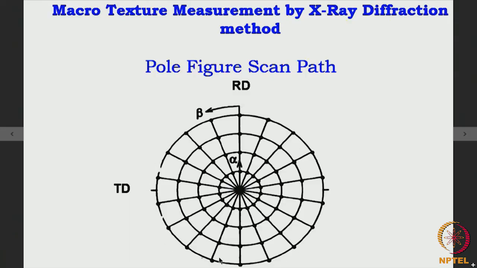We have got a diagram like this. So, this is the center and these circles are, say, 5 degrees away. So, this is a 5 degree circle, this is 10 degrees away, this is 15 degrees away, this is 20 degrees away, up to about, say, 90 degrees. Now, this kind of diagram is used to record the diffracted radiation. How it is done, I will explain to you in the next diagram.